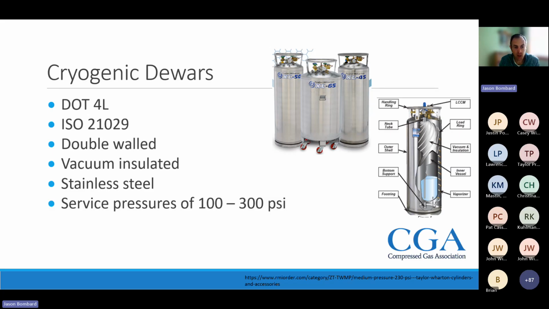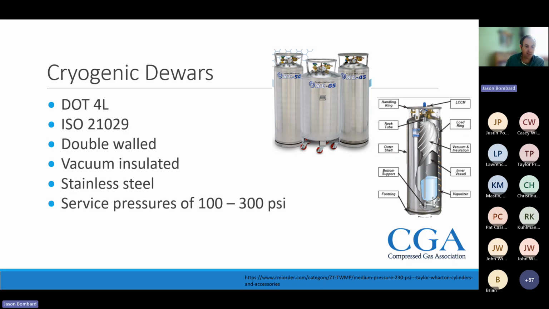For those really cold materials that you want to ship as a liquid, they make cryogenic dewars for those. Typical spec for these is the DOT-4L or ISO 21029. These are double walled. I think you can see in the picture here, it's a stainless steel shell. There's an insulation gap that's vacuum insulated. Then there's another stainless steel inner, and that's where the liquid sits.